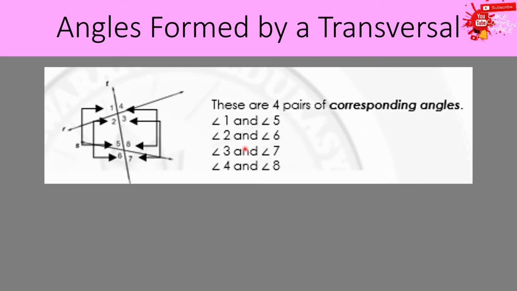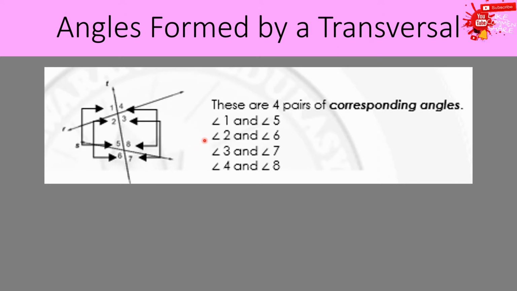Now, we have what we call corresponding angles. In our figure we have 4 pairs of corresponding angles. We have angle 1 and angle 5, angle 2 and angle 6, then angle 3 and angle 7, and the last pair, angle 4 and angle 8. So these are what we call corresponding angles.